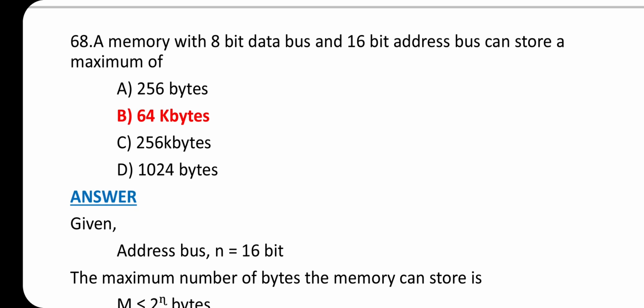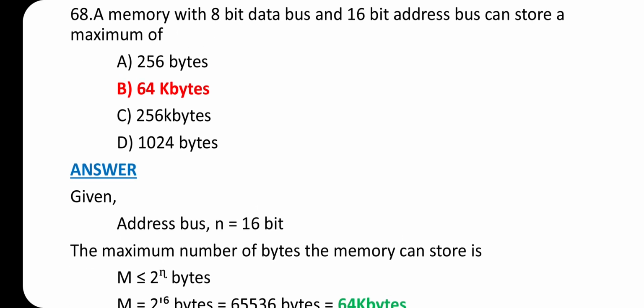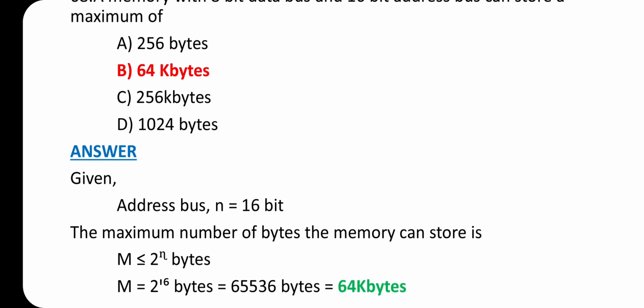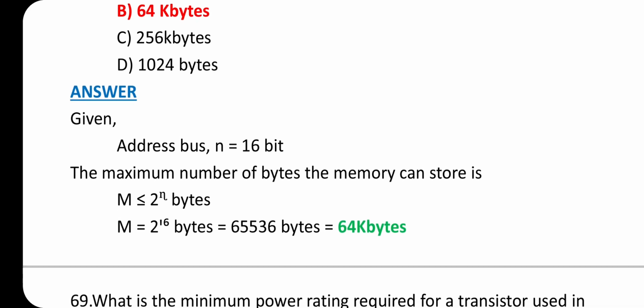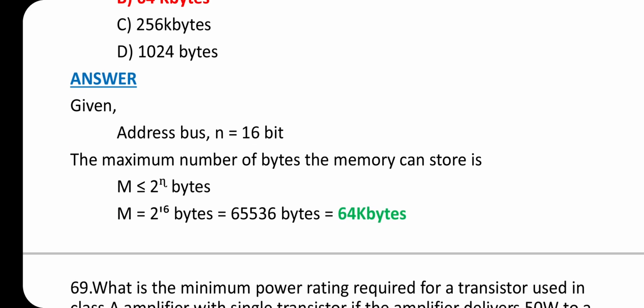A memory with an 8-bit data bus and 16-bit address bus can store a maximum of option B, 64 kilobytes. Given address bus n equal to 16 bit. The maximum number of bytes the memory can store is m less than or equal to 2 raised to n bytes. Here n, that is address bus, equals 16. So 2 raised to 16 bytes equals 65536 bytes, or 64 kilobytes.